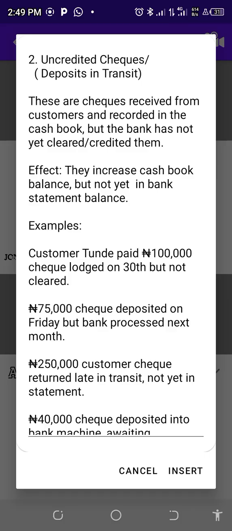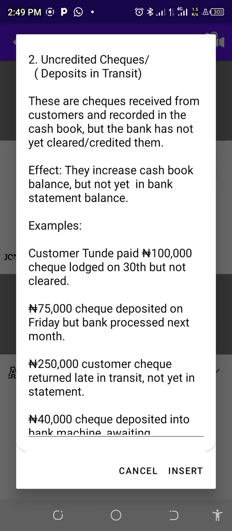What is the effect? The effect is that it has increased the cash book, but it has not increased the receiving side, which is the credit side of the bank statement. The cash book balance is increased, but the bank statement balance is not yet. Example of an uncredited cheque: customer Tunde paid 100,000, cheque lodged on the 30th, yes, but not yet cleared by the bank to be credited into the account.